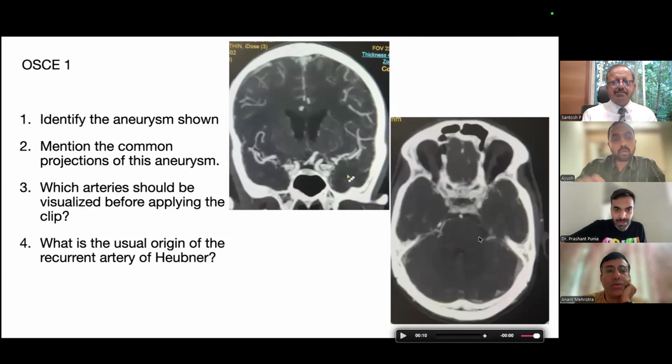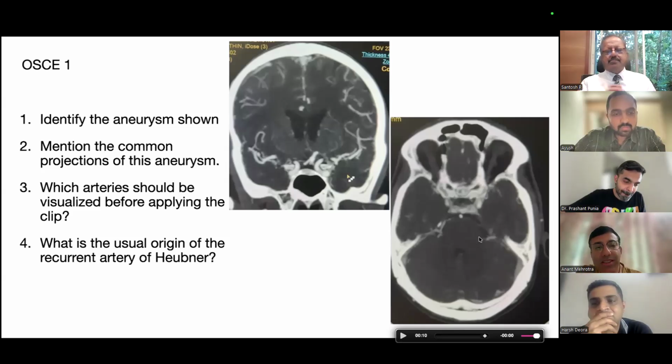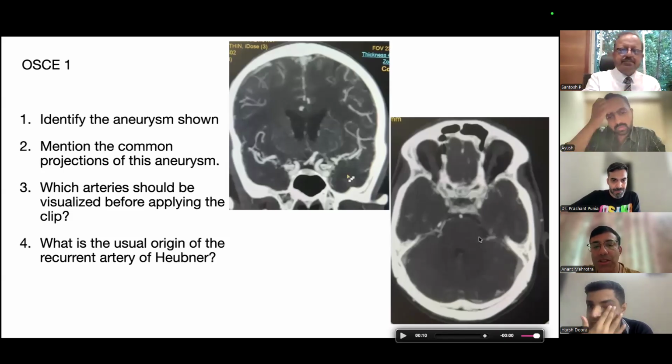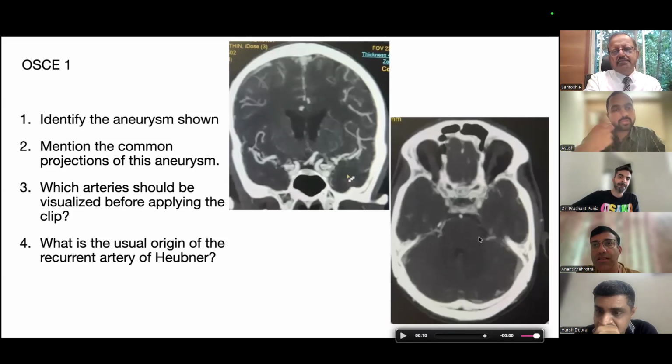Which artery should be visualized before applying the clip? It is not only the recurrent artery of Heubner. So what other arteries do you want to visualize? The opposite side artery. Which artery on the opposite side do you want to visualize? The opposite side A2.